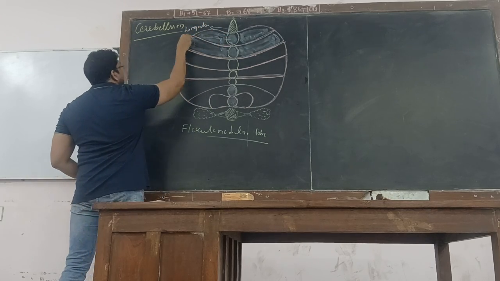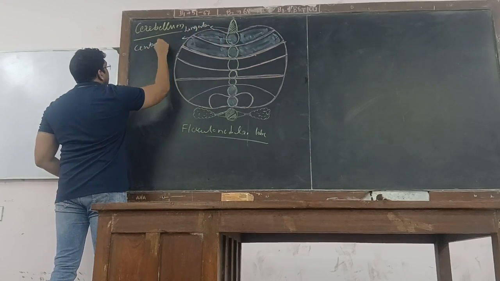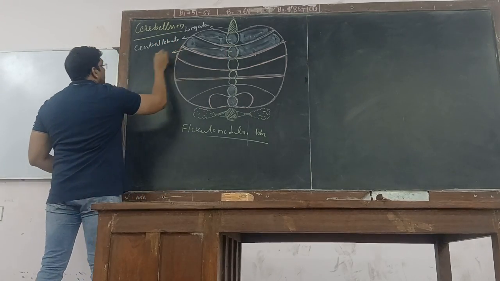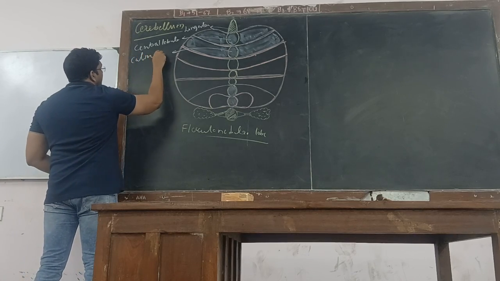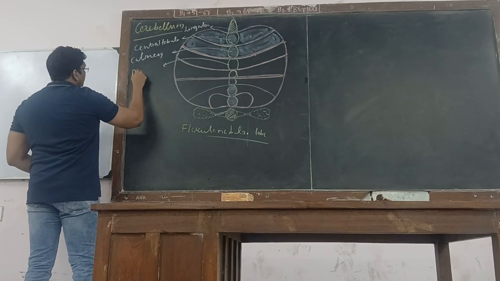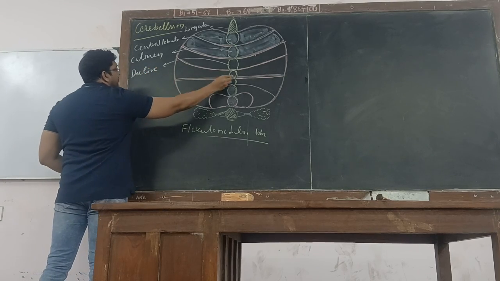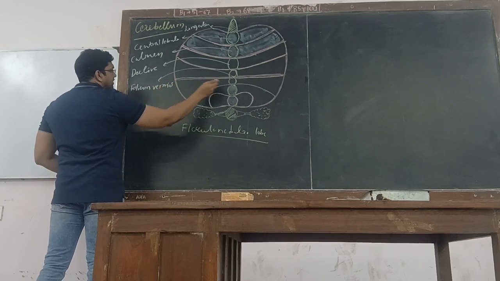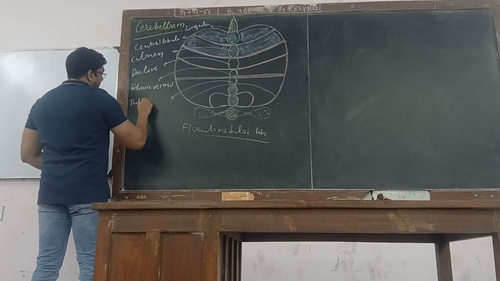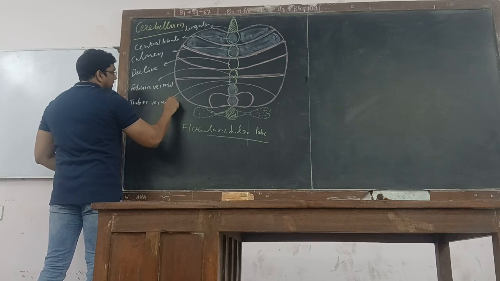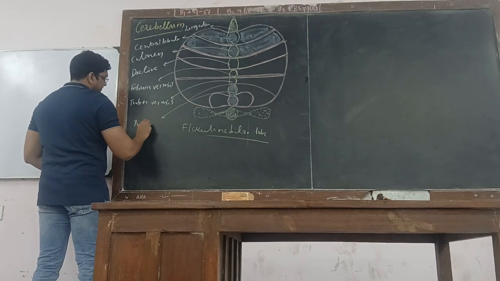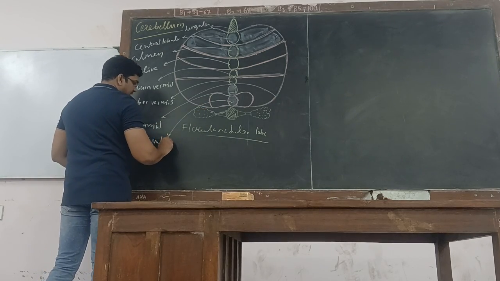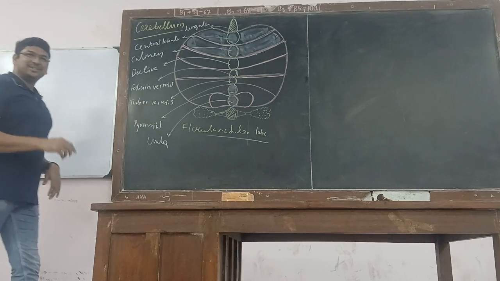Lingula, followed by central lobule, and then further culmen, and then further declive, and then further folium vermis, followed by tuber vermis, and then further pyramid, and then further uvula.